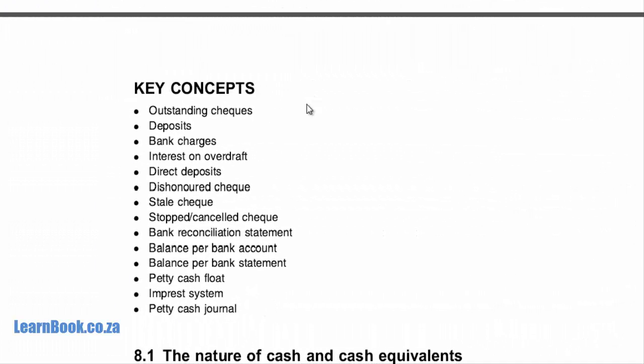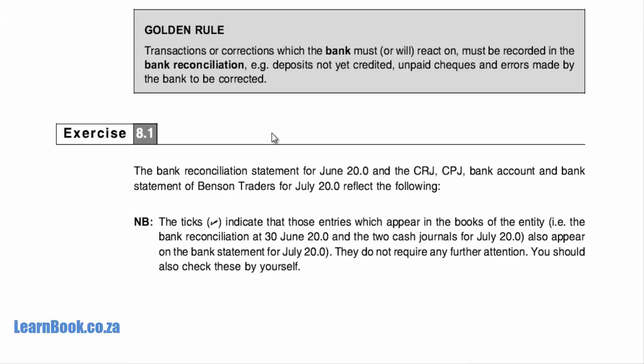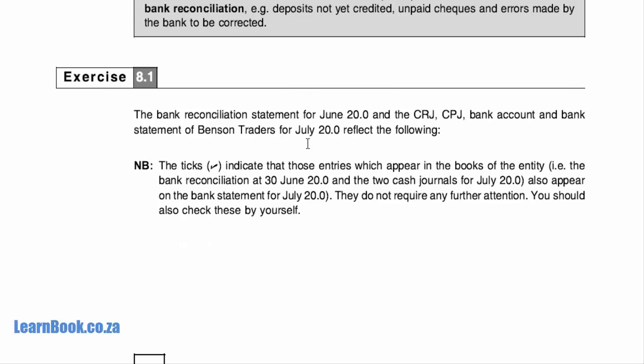Please read the following in chapter study unit 8. Let's look at exercise 8.1. In 8.1, the bank reconciliation statement for June 2000 and the CRJ, CPJ and bank account and bank statement of Benson Traders for July 2000 reflect the following.